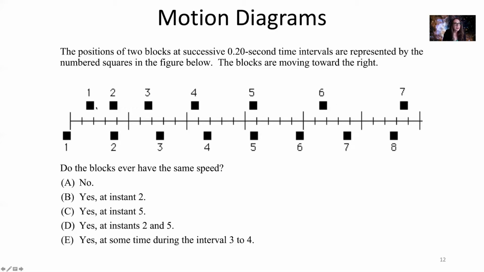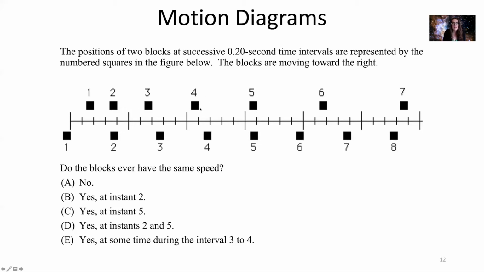Let's see, up here between 1 and 2, the unit distance between them is 1, 2, 2. Between 2 and 3, our unit distance between them is 1, 2, 3. And then here, between 3 and 4, our unit distance between them is 1, 2, 3, 4. Okay, so between 3 and 4 here, and between 3 and 4 here, we do have the same speed. They're both moving the same unit distance in the same time interval.